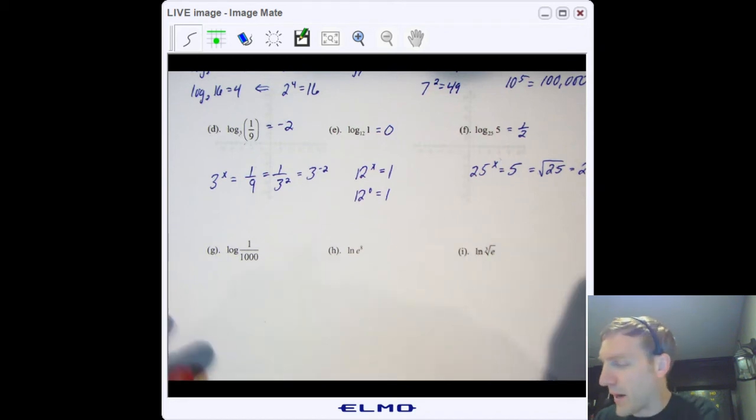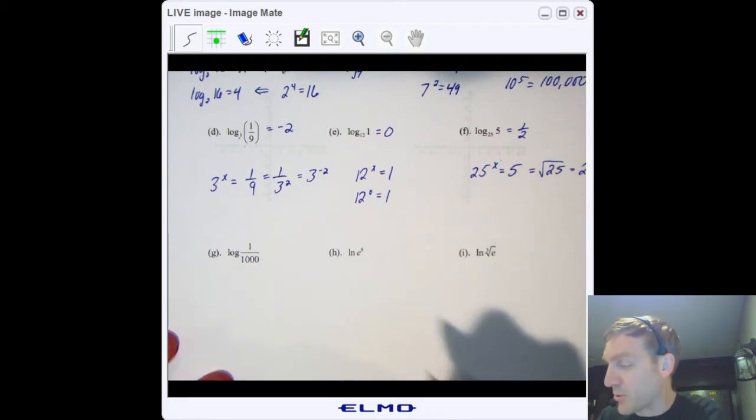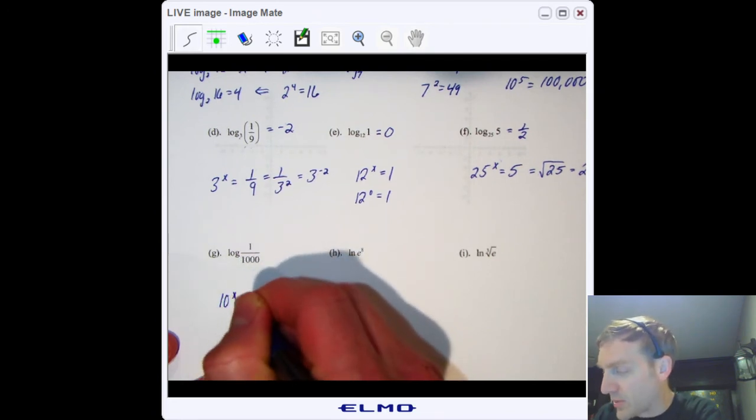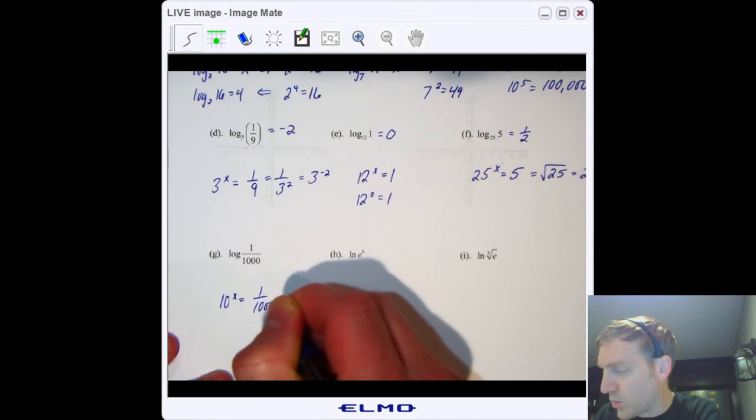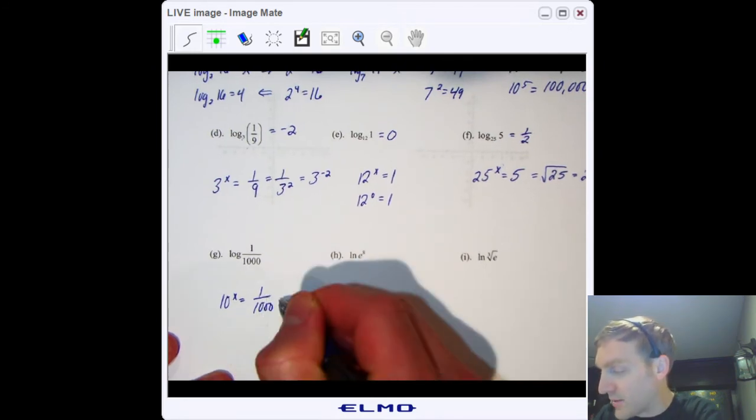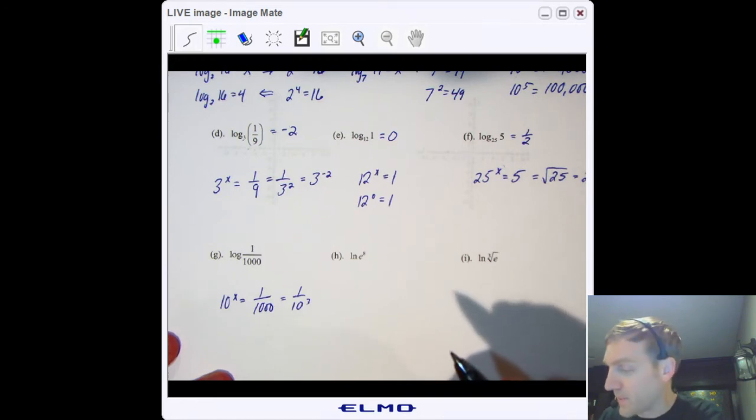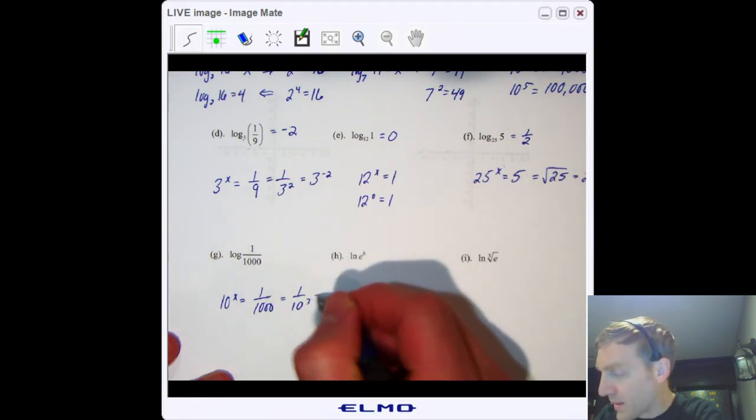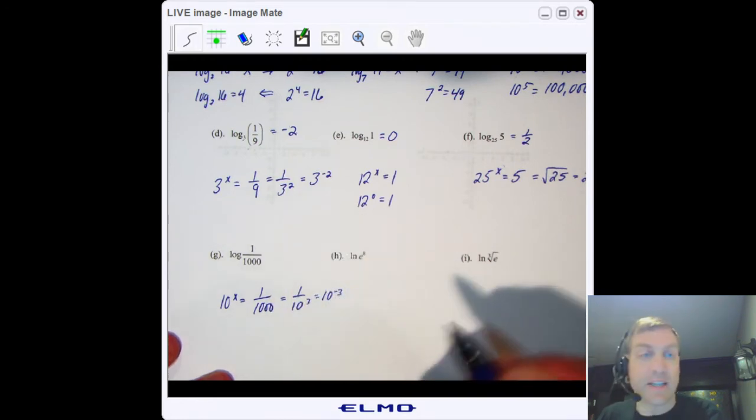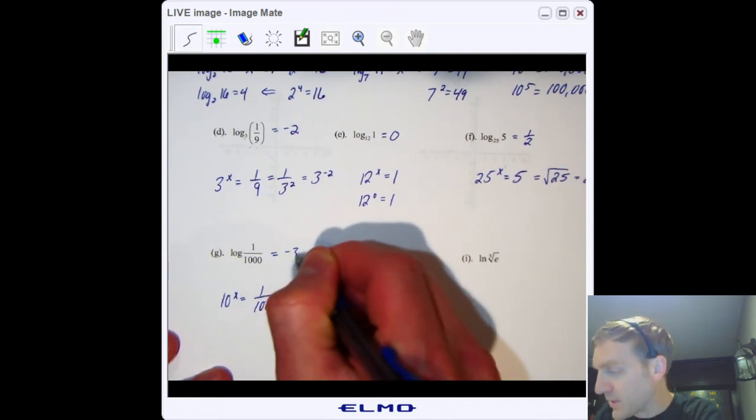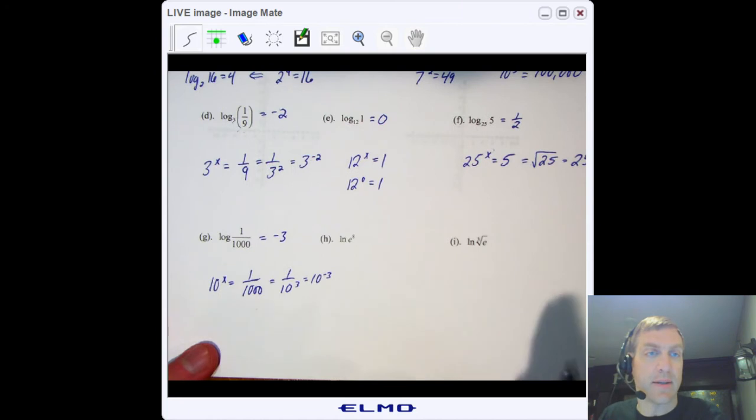Okay, now we're back. Hopefully you tried those. Let's go through this. Log of 1 over 1,000. Well, that's log base 10. So I want to know 10 to what power is 1 over 1,000? Well, 1,000 is 10 to the third. So it's 1 over 10 to the third, right? But just like we did above, that means we're going to make the exponent negative because it was in the denominator. That's 10 to the negative 3. So the answer to this log is negative 3.